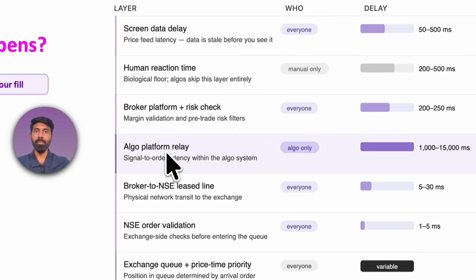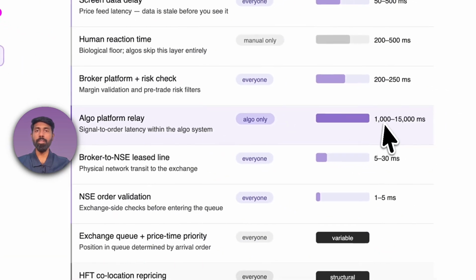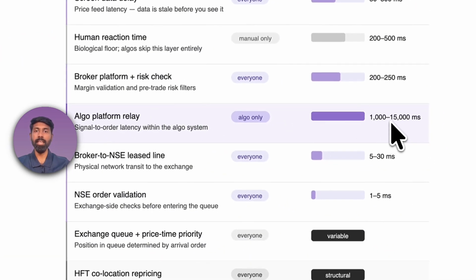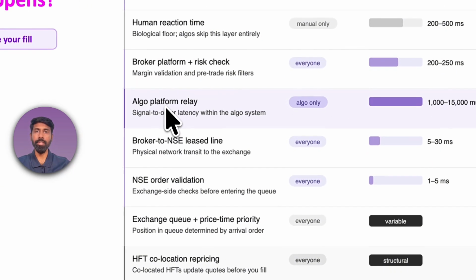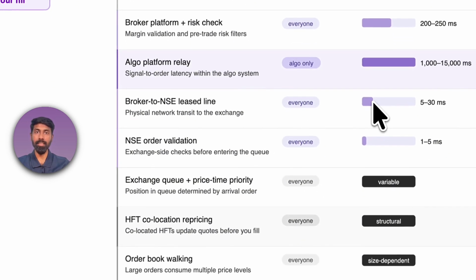Then there is algo platform relay. In case you are not placing orders by yourself, you're using some algo platform. The algo platform connects with the API of the broker and then it has to place orders. There could be delays with respect to the algo platform. The servers of the algo platform could be down. So we don't know. I have typically observed somewhere between 1 to 15 seconds delay when I have used different algo vendor platforms. Next layer is broker to NSE lease line. So the broker has finally placed the order. It has sent it to the exchange. So it goes through a lease line. There is some latency there, some delay there.